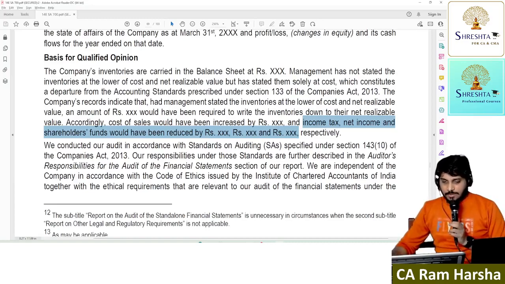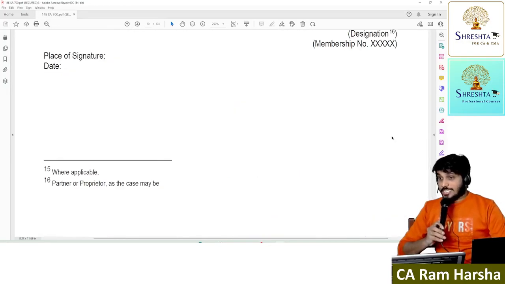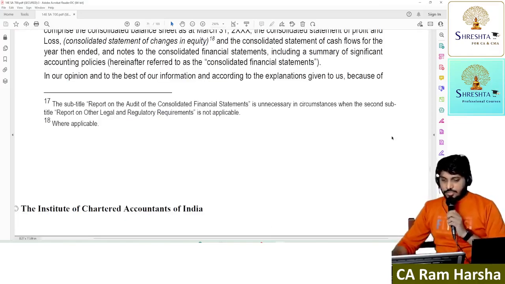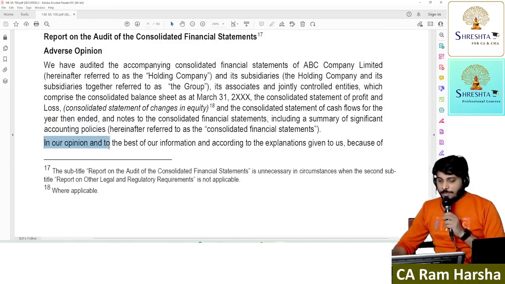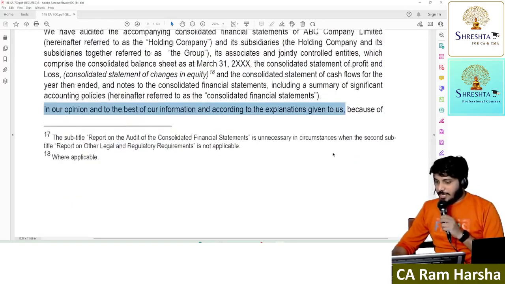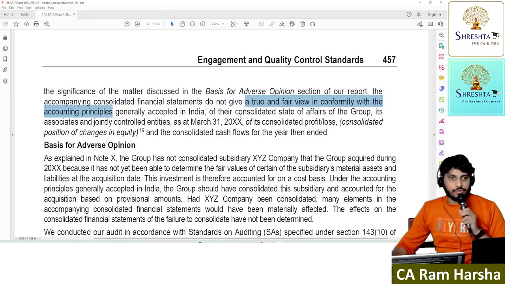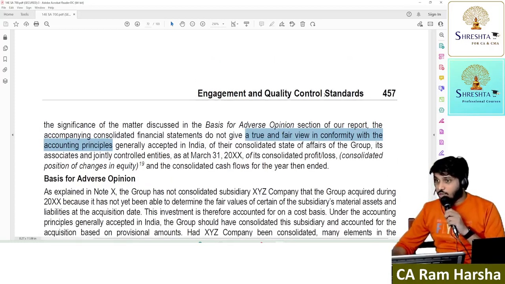Next we will see adverse opinion, how it looks like. Still, we are only discussing the opinion para; then we will discuss the basis for opinion para. So just this one and disclaimer we will see, and then take a break, okay? Now you see, adverse: in our opinion, to the best of our information and explanation given to us, the accompanying financial statements do not give a true and fair view. Able to understand?